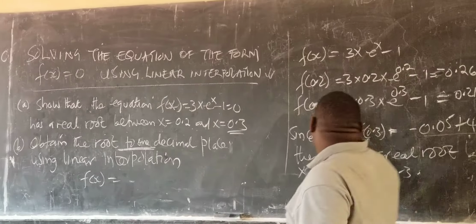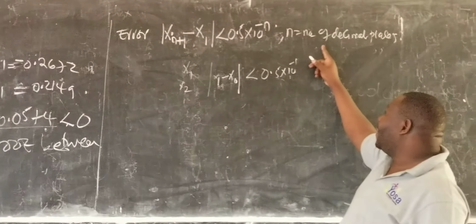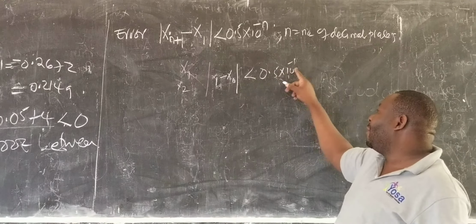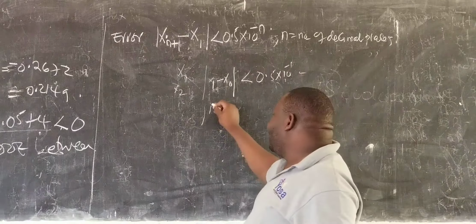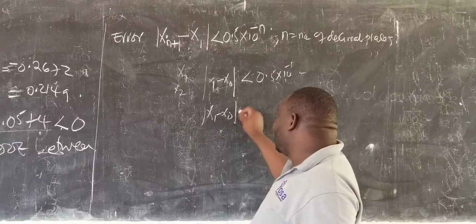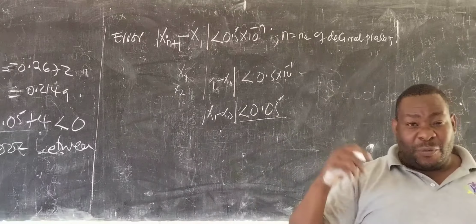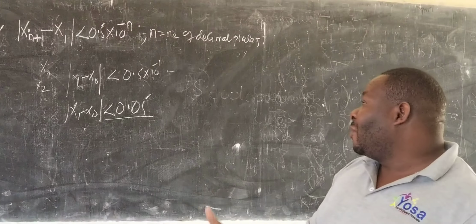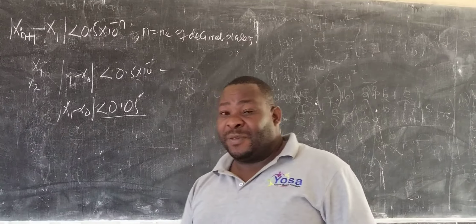So which means that the condition we are following, that when we subtract the two values which are obtained, we must get a value which is less than 0.5 times 10 power negative 1. And this one here is it. It will be now x1 minus x0 should be less than 0.05. And if this condition is not fulfilled, you cannot stop. You continue performing iterations until the condition of the decimal places has been fulfilled.